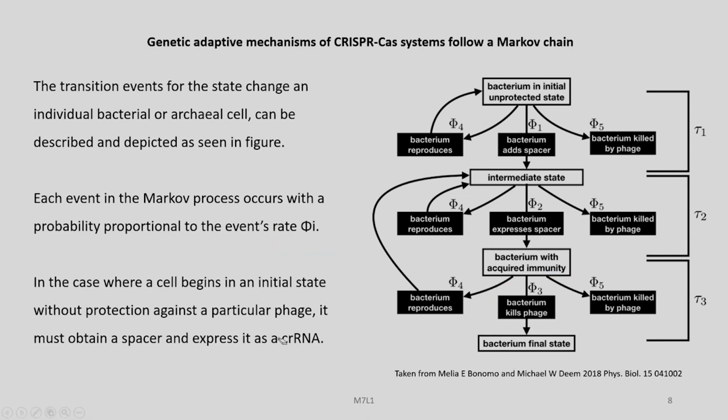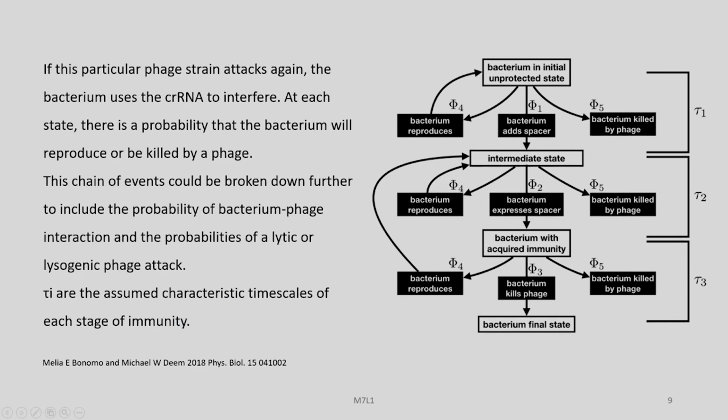In the case where a cell begins in an initial state without protection against a particular phage, it must obtain a spacer and express it as a crRNA, which we actually call as a CRISPR RNA. So, these are the things that we are going to discuss, how this acquisition is being done. If this particular phage strain attacks again, the bacterium uses crRNA to interfere. At its state, there is a probability that the bacterium will reproduce or be killed by a phage. This chain of events could be broken down further to include the probability of bacterium phage interaction and the probabilities of a lytic or lysogenic phage attack.